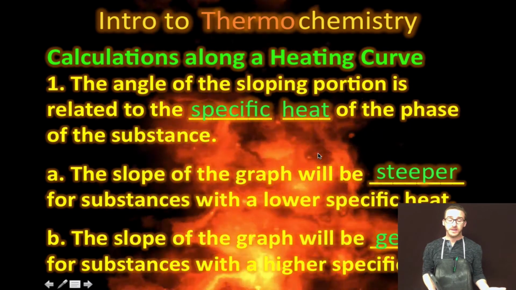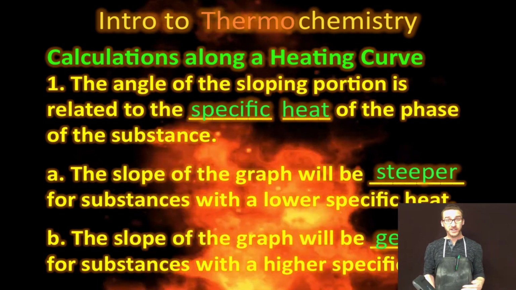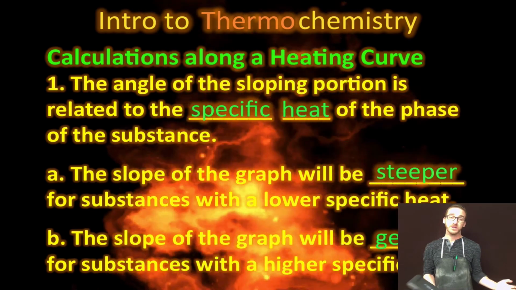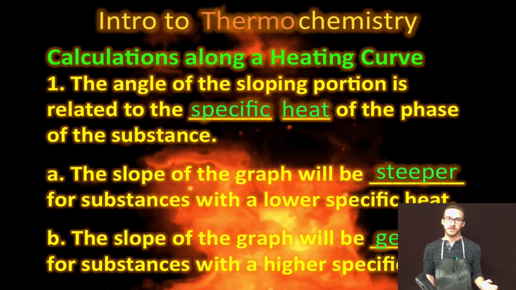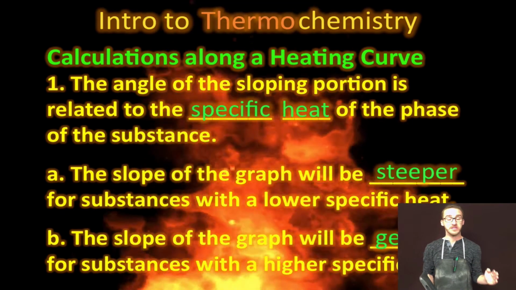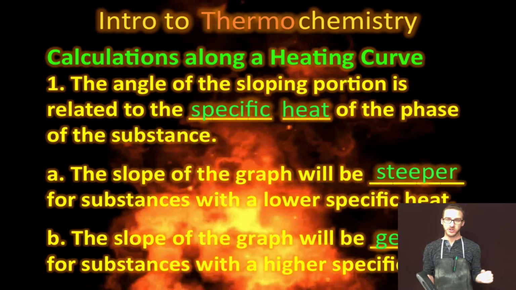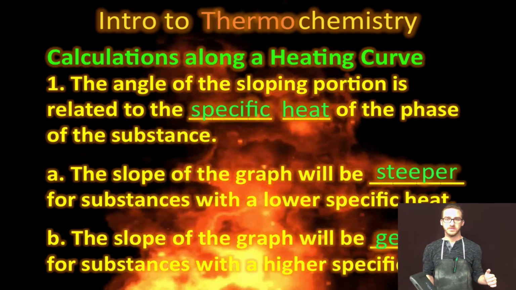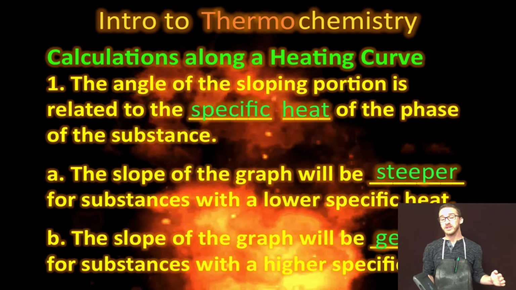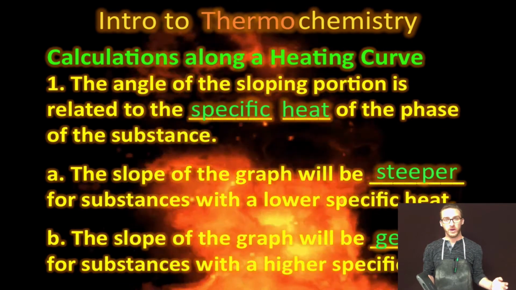Now, a couple things to keep in mind about those sloping sections. Recognize that the angle of that sloping portion is related to the specific heat of the phase of that substance. The steeper that slope is, the lower the specific heat, because it requires less energy to increase the temperature. The more gentle that slope is, the higher the specific heat, as it will take more energy to increase 1 gram of that material 1 degree Celsius.